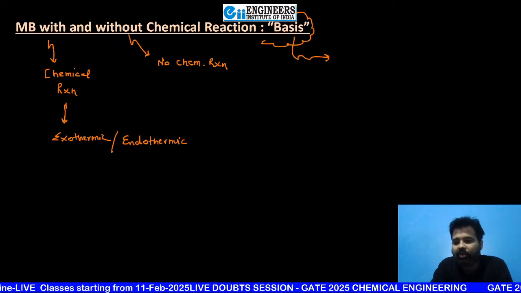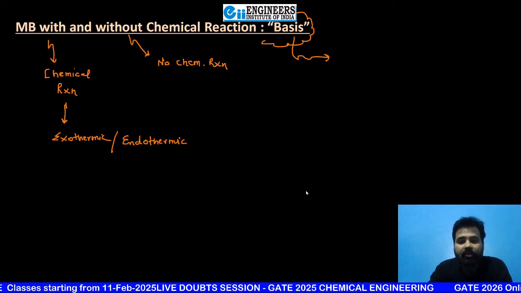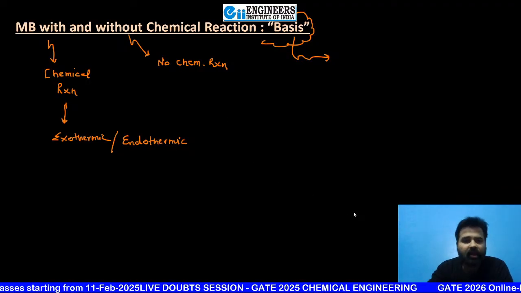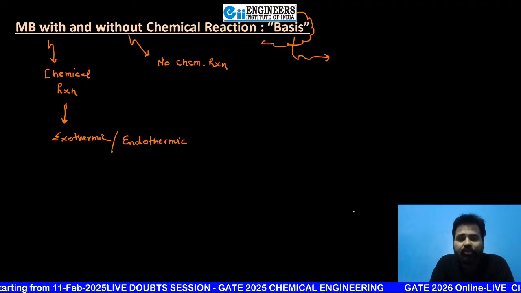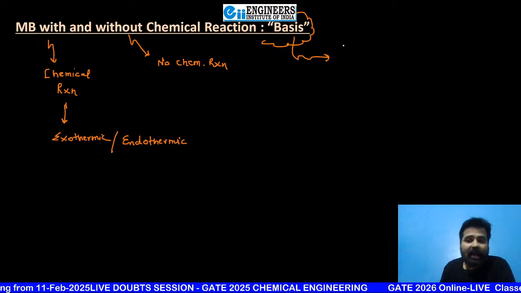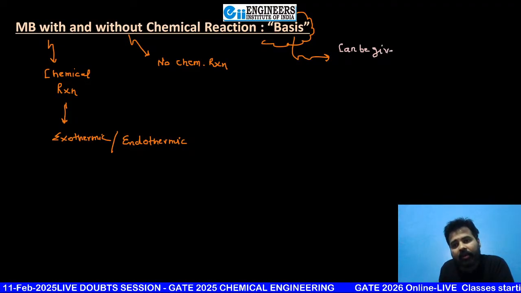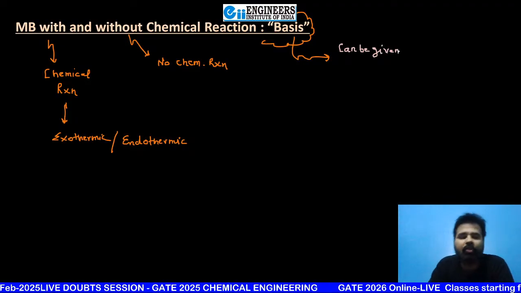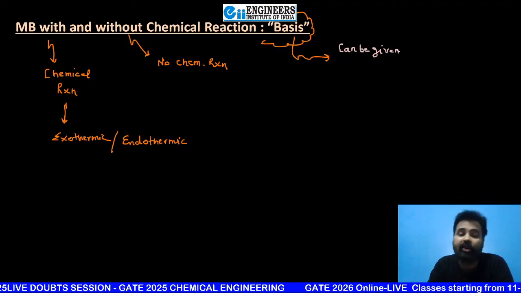So whenever, beta, you are solving any numerical from these two topics, with chemical reaction and without chemical reaction, you have to find one basis. This basis can be given, like suppose they are telling you that 100 moles of A is fed to the reactor, so our basis is 100 moles of A fed to the reactor.